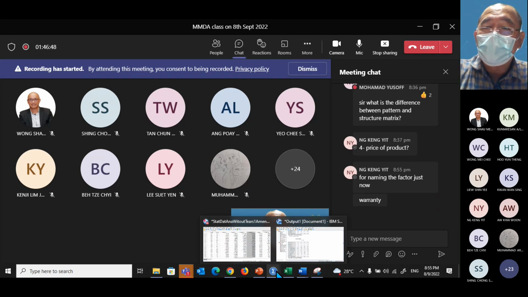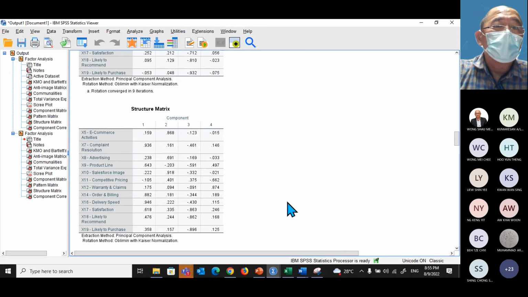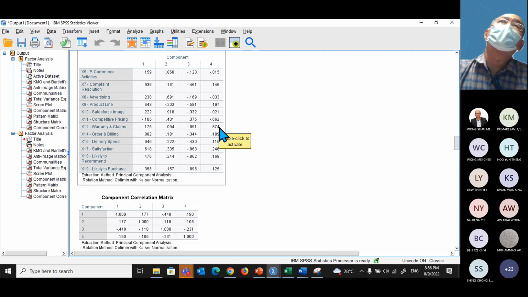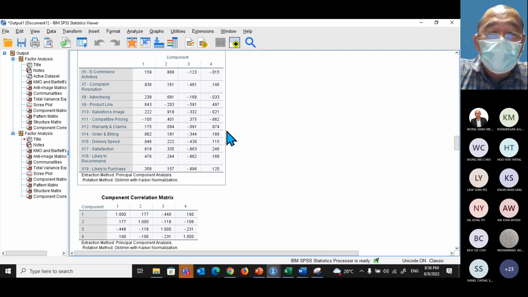Oh, okay, for the naming. Warranty, yeah. So there are two: competitive pricing and also the warranty. Pricing and warranty, not easy also. But again, worst comes to worst, you just choose the one with the higher factor loading.